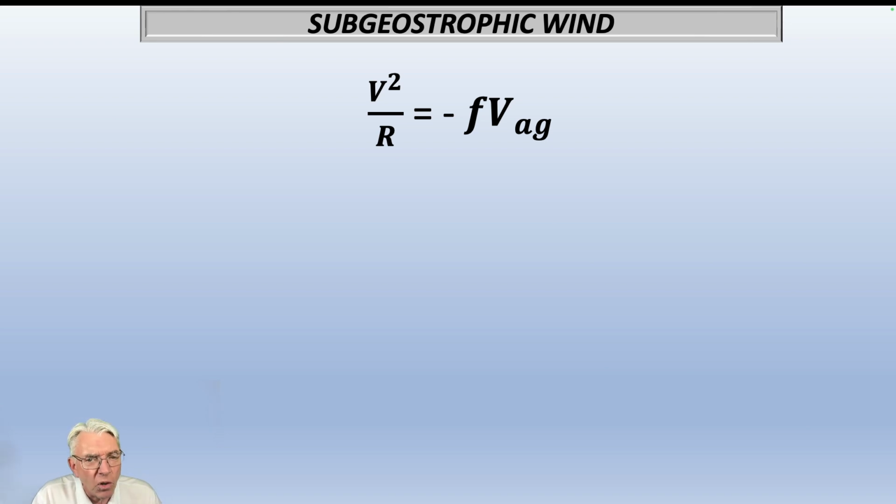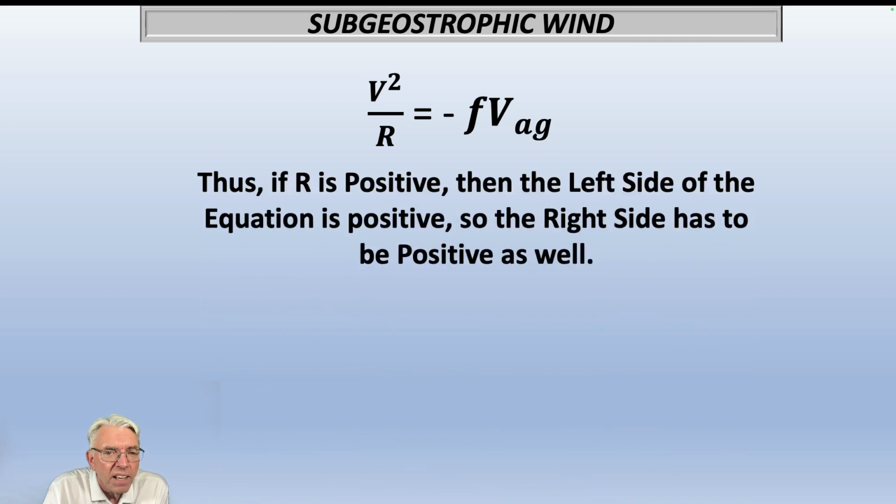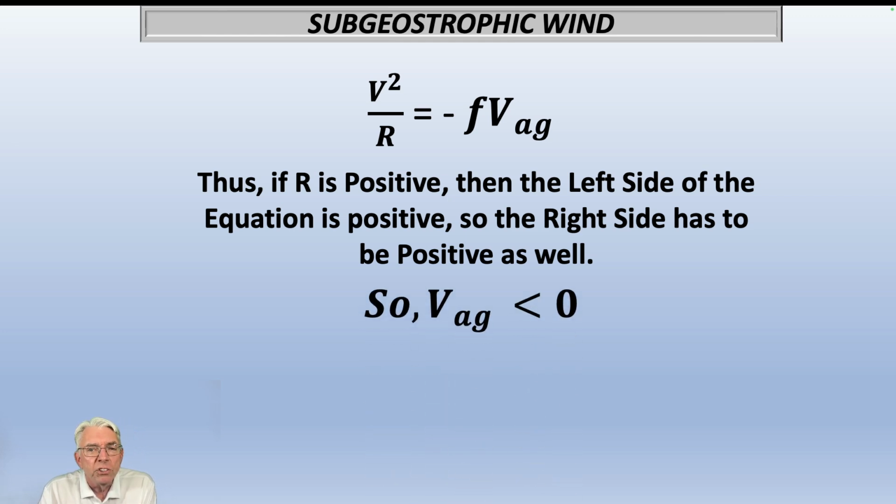So, if V squared over R is equal to minus f V_ag, the ageostrophic part of the Coriolis force, if R is positive, that means the left side of the equation has to be positive, and so the right side has to be positive as well. Well, we've already got a minus sign there, so we've got to have another minus to make the entire side of that equation plus. So that means that the ageostrophic wind, V sub ag, has got to be less than 0. It's got to be negative to cancel out the other negative and make the right side of the equation positive like the left side of the equation is, okay?